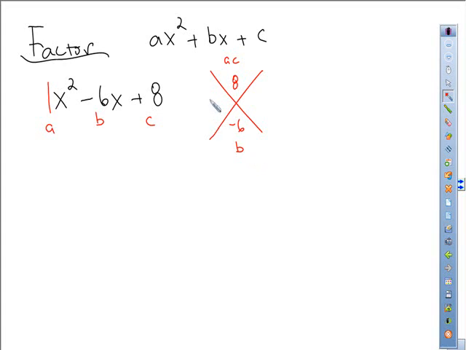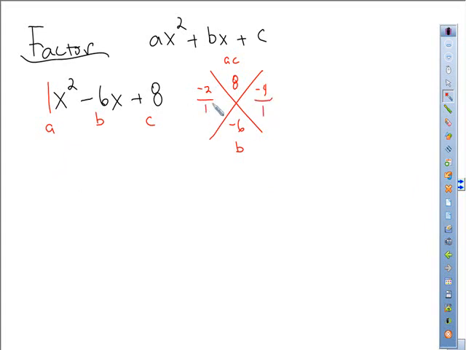Now you want to think, what two numbers multiply to give you 8 and add up to give you negative 6? Well, that would be negative 2 and negative 4. Let's check. Negative 2 times negative 4 gives you positive 8. Negative 2 plus negative 4 gives you negative 6. So that's correct. Then you want to divide by the a value. The a value in this problem is 1, so we're dividing by 1.